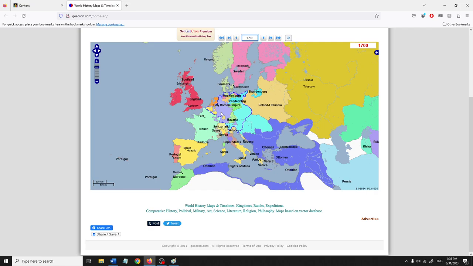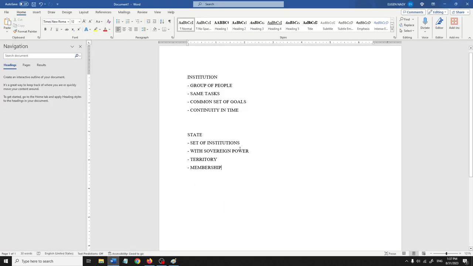And yet they understood each other. If you traveled, they would speak different dialects of what today we call Italian, more or less resembling each other. And it was the Italian peninsula, and they understood that there is some commonality of culture, but that does not a state make, that does not a country make. So what I'm trying to help you understand is that the reality of the state, let's go back here, a set of institutions with sovereign power over a territory and membership, has nothing to do with the identities of the peoples who live within that territory.